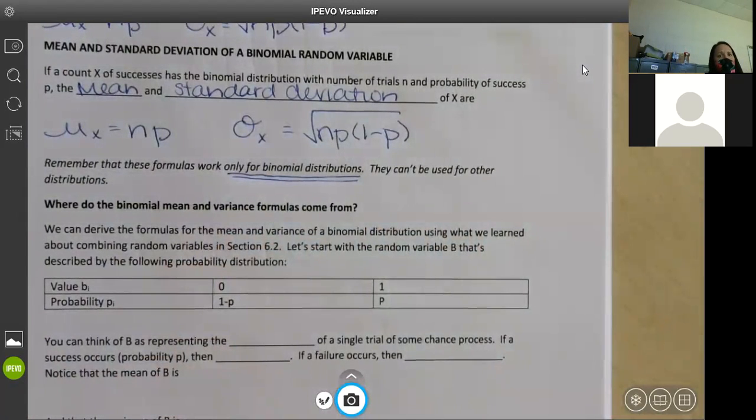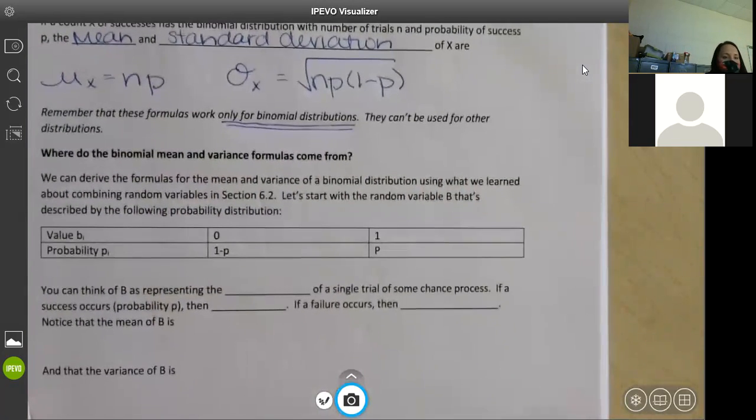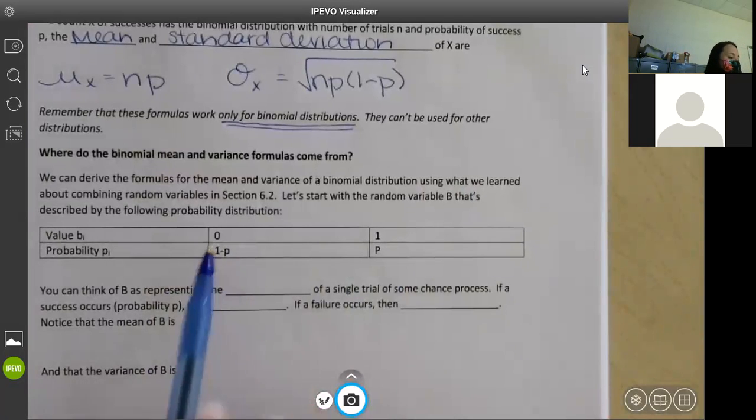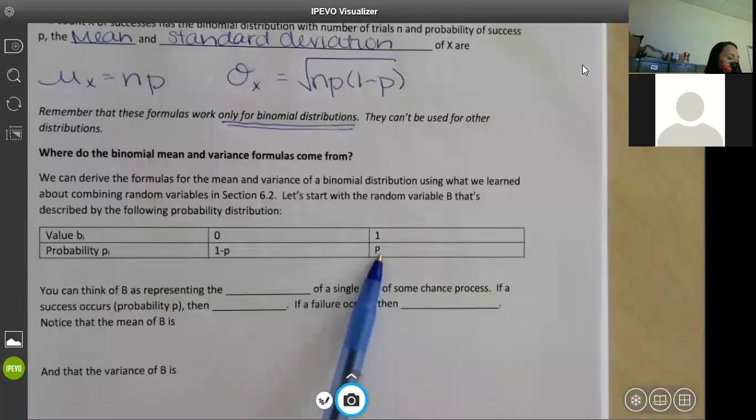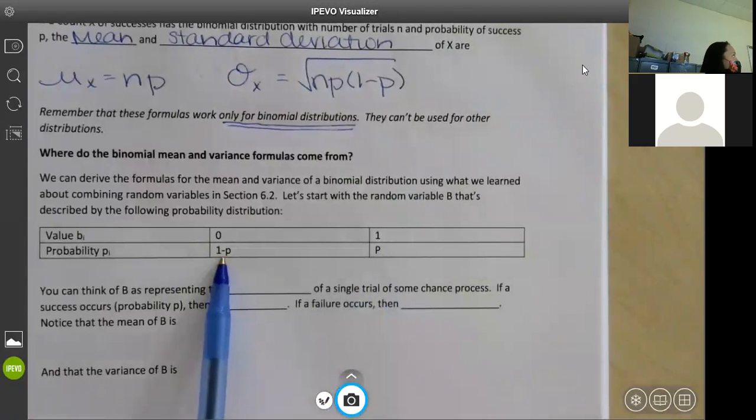All right. So where do the binomial mean and variance formulas come from? So they're going to derive these formulas. This might be the worst part of the notes, where you have to actually pay attention. All right. So if they give you a value of 0 or 1, 0 is going to be your fail, and 1 is going to be your success. If you look, P is your probability of success. 1 minus P is your probability of a fail.